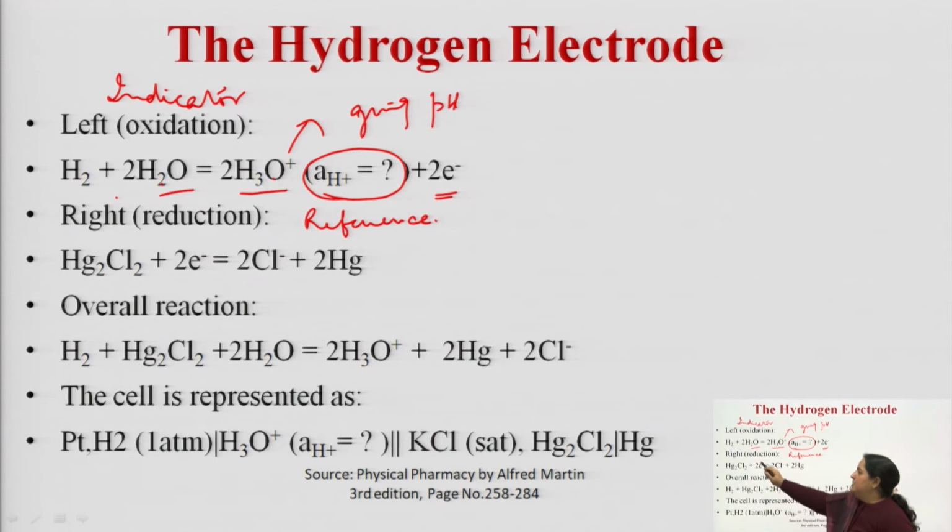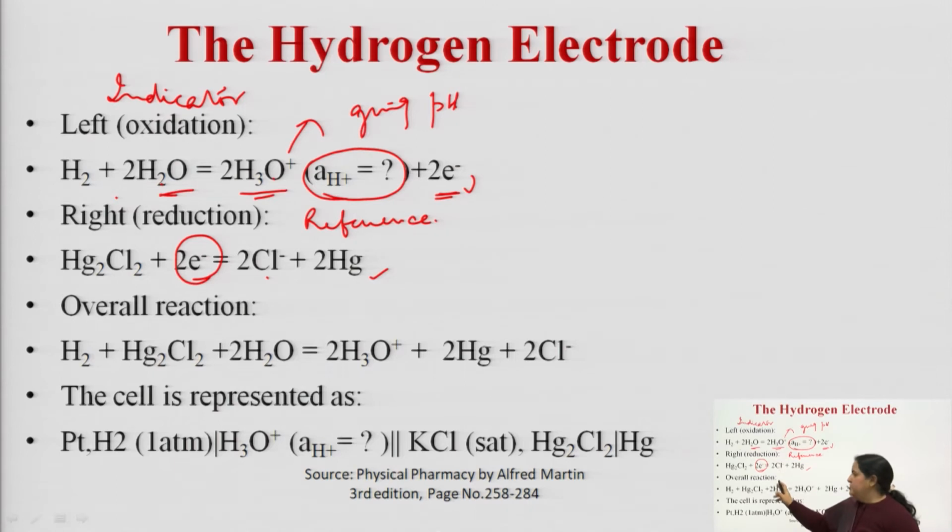Hydrogen gas is added into the housing and it will react with two molecules of water to give 2 hydronium ions plus 2 electrons. These hydronium ions will be contributing towards the determination of pH. At the reference electrode, which we have taken up as the mercury chloride, the reaction takes place like this: Hg2Cl2 plus 2 electrons, given by the other electrode, makes 2 Cl minus plus 2 Hg.